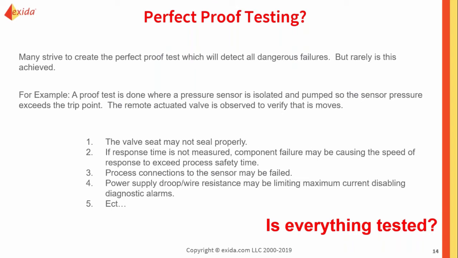Well, you artificially pumped up the sensor, so what about those process connections? They could have failed. What about a power supply droop or a wire resistance? It could limit some current. That could disable alarms or diagnostics. So you might think, well, I did a proof test, I observed the valve moving, but there are a lot of dangerous undetected failures still creeping around in that proof test. Was it perfect? Was everything tested?